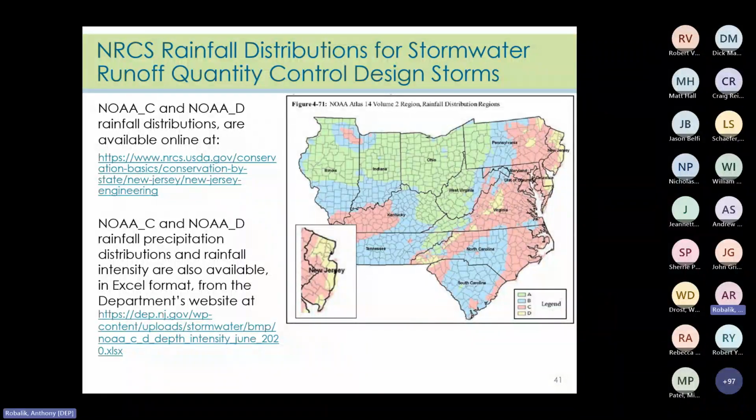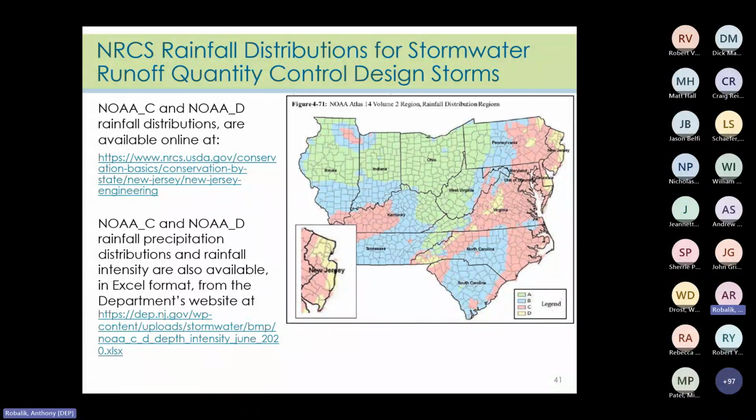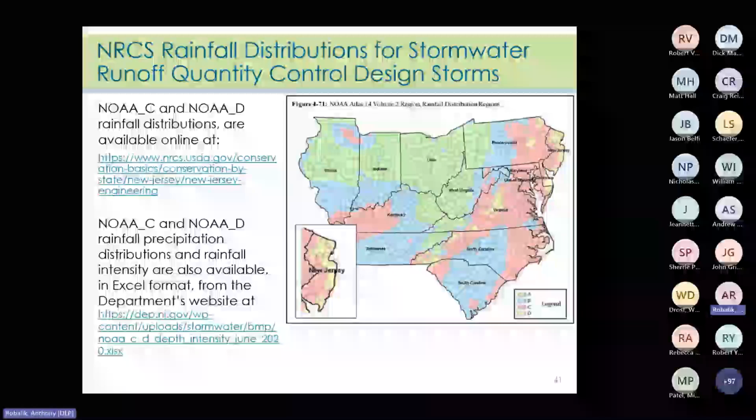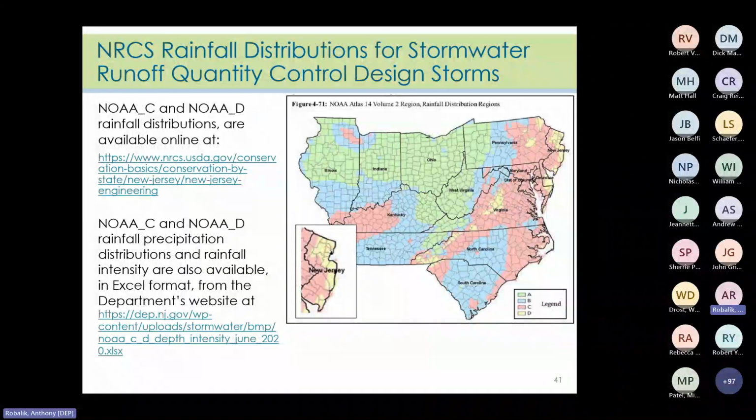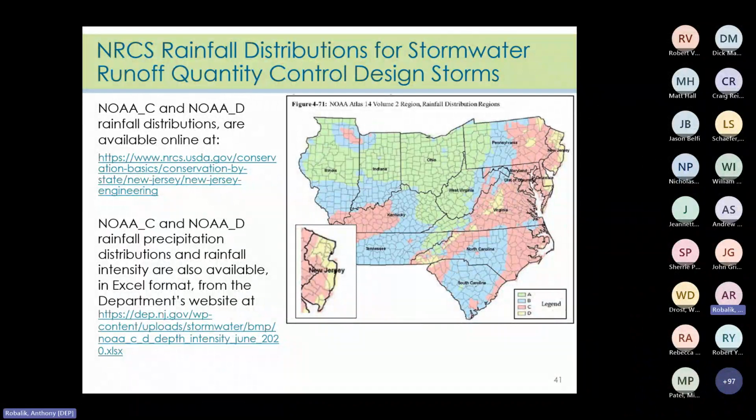So here's the map of the Northeast US depicting the regions, and the bottom left corner shows a zoom in on New Jersey. This figure is from Chapter 4 of the NEH and is also included in Chapter 5 of the BMP manual. You can see the orange shaded areas will use the NOAA C distribution, while the yellow shaded areas use the NOAA D distribution. You should be able to download text data using this hyperlink, and we've also added a link to make this information available as an Excel file from the DEP webpage.